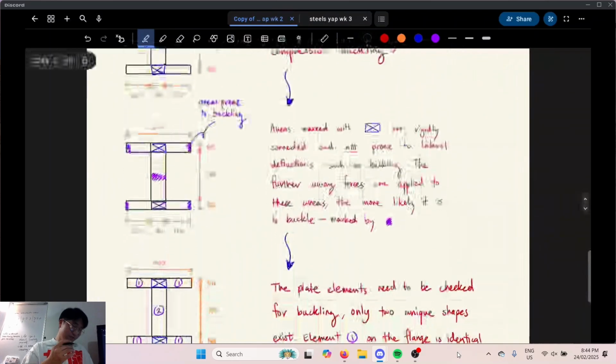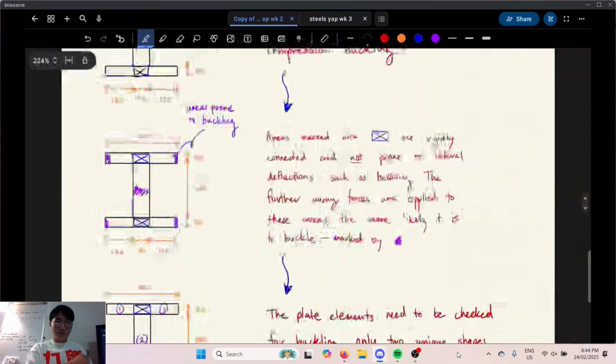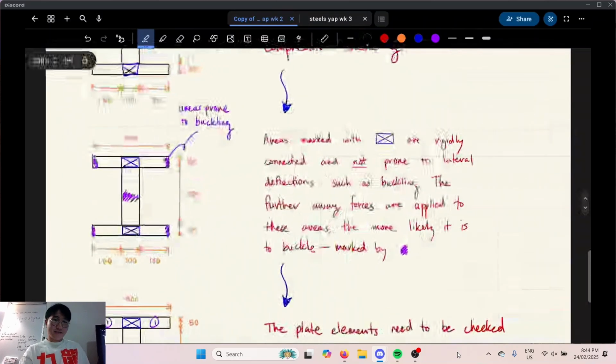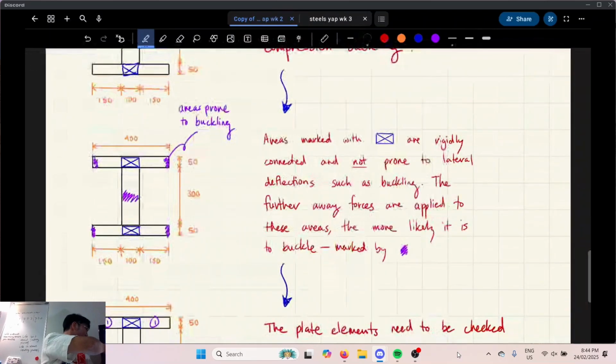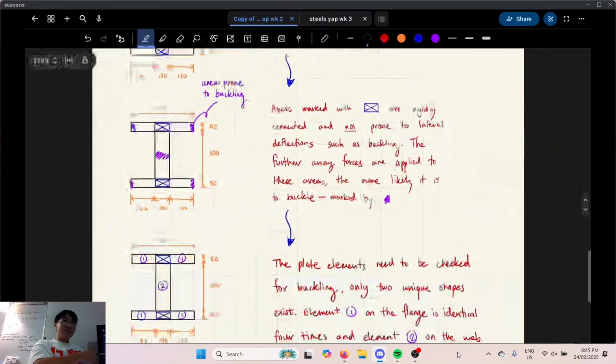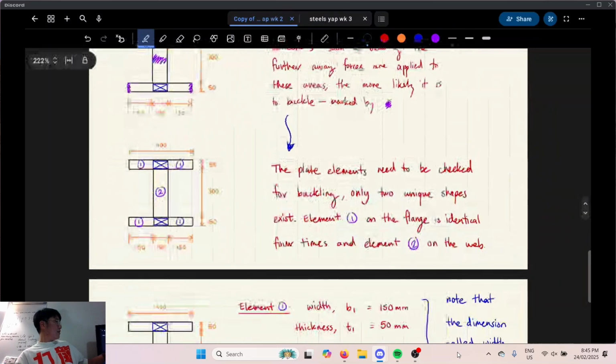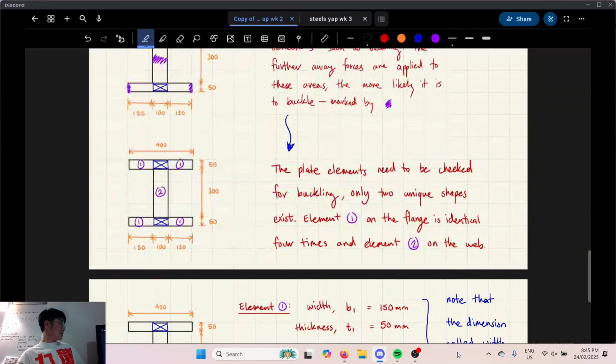Conversely, we have areas which are more prone to buckling, which I've drawn in purple there. The purple areas are the tips of the flange and the middle of the web. They're the furthest parts away from your unbuckleable areas. Here's how I would split up this element: I put 1s for the flange edges specifically, and then 2 for the web.